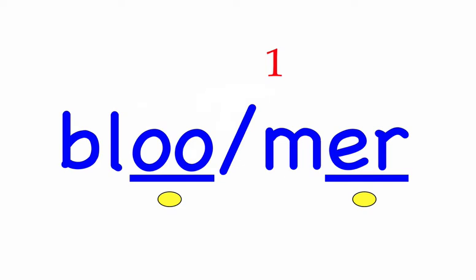Step 2, identify vowel sounds. Step 3, divide the word into syllables. We have 2 vowel sounds, so we have a 2-syllable word. We apply syllable rule 1 because we have 1 consonant between our vowels. We divide after the first vowel and before the consonant. Now we assign vowel group numbers to our vowel sounds. Bloomer.